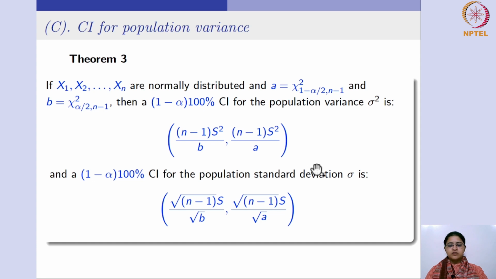And if you have to calculate the interval for sigma, that is the standard deviation, then obviously we know that it will be just simply the square root of each of these terms. So let us see how do we get this result.